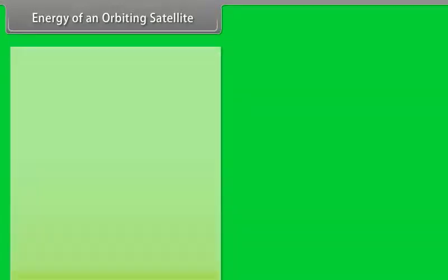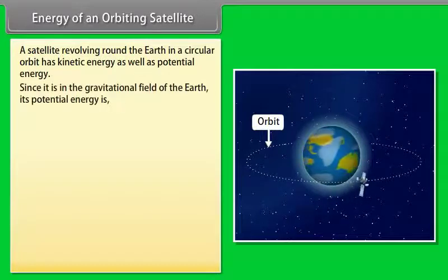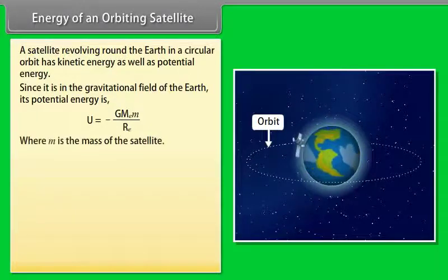Energy of an orbiting satellite. A satellite revolving round the Earth in a circular orbit has kinetic energy as well as potential energy. Since it is in the gravitational field of the Earth, its potential energy is U = -GMEM/RE, where M is the mass of the satellite.